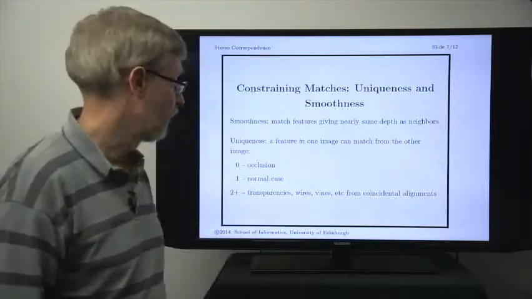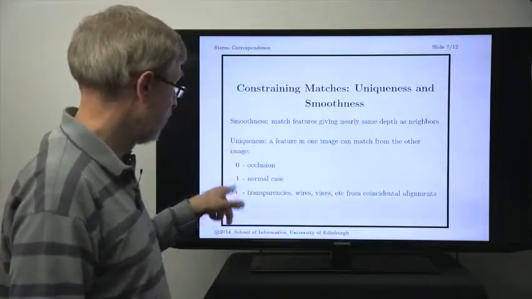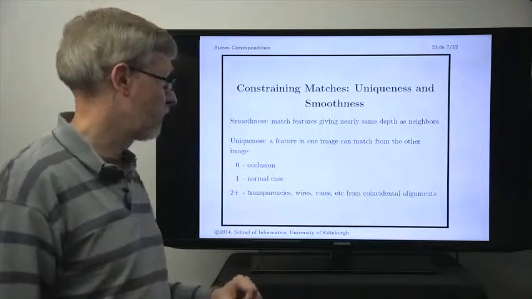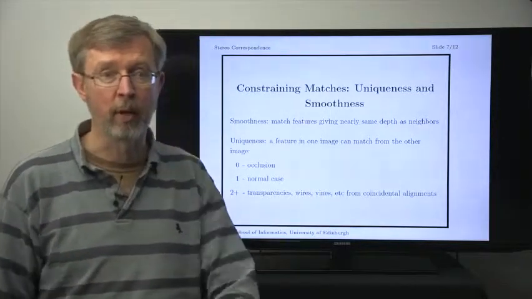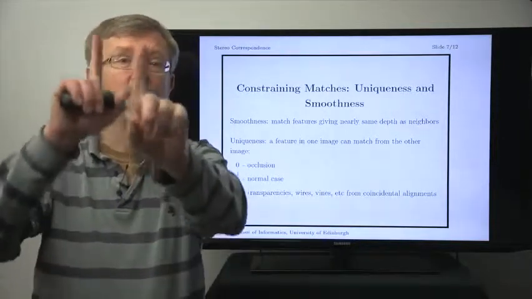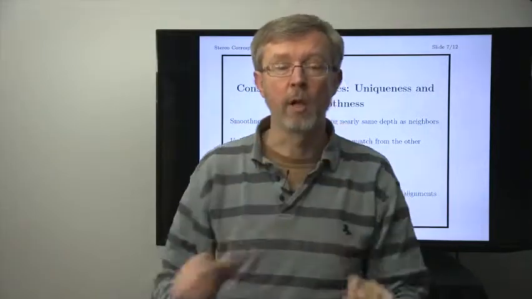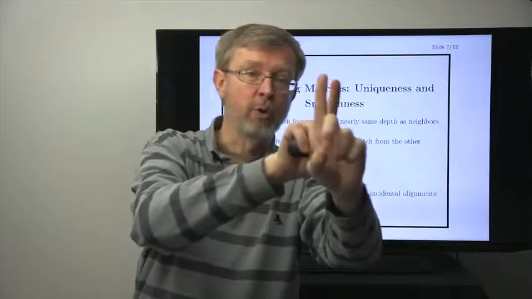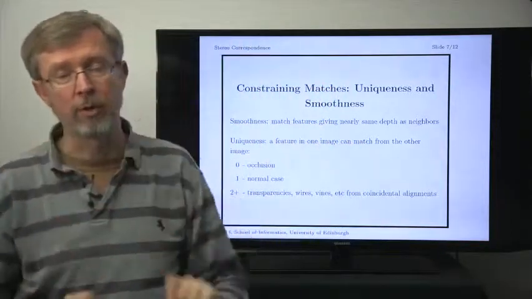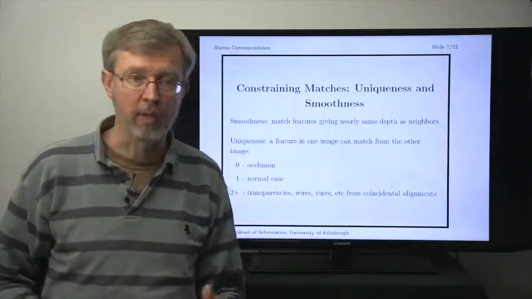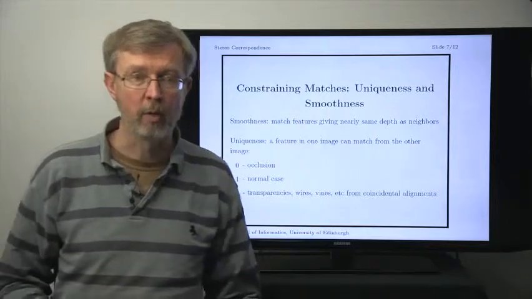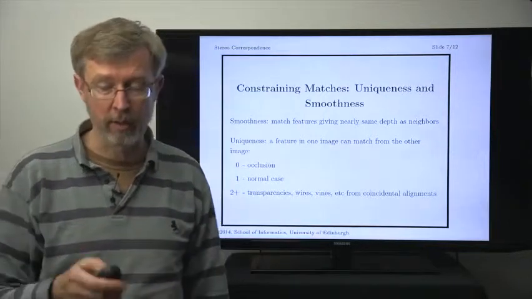It's also possible in some worlds to get more than one match if you have transparency or wires or something like that. From one camera you might see 2 wires like this, but from the other camera the 2 wires line up. So you'd have one feature in one view matching 2 features in the other view. That's kind of an obscure case, and nobody really works with that sort of case on a regular basis.